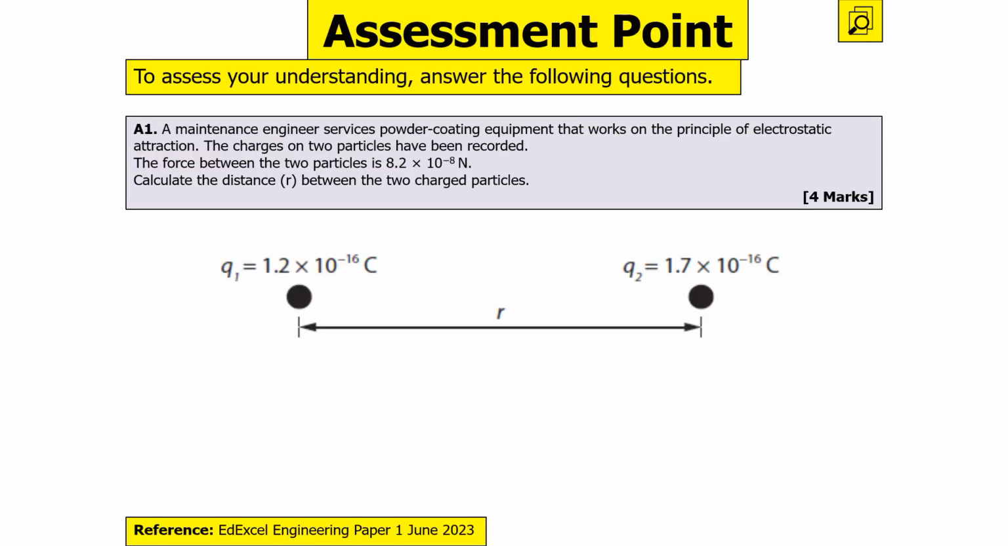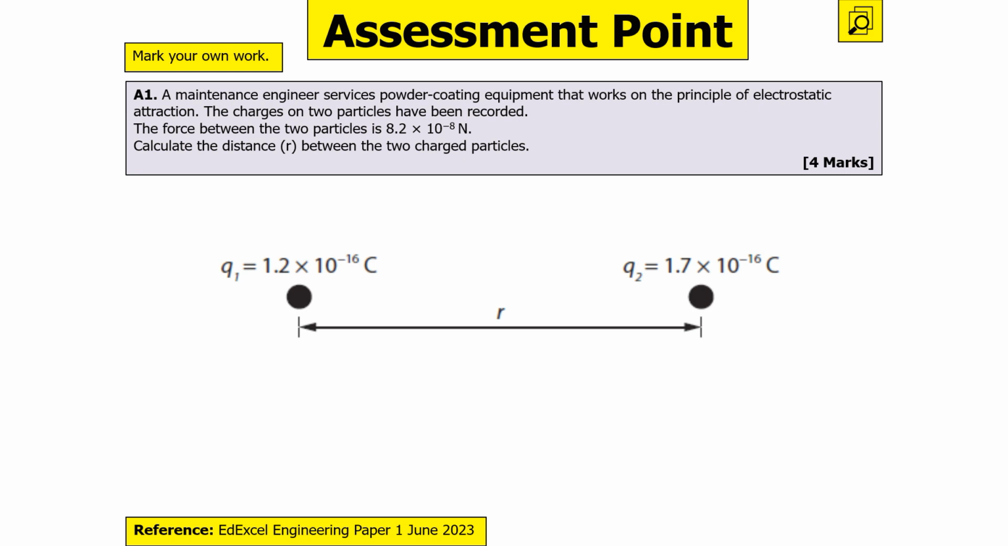The next question says, a maintenance engineer services powder coating equipment that works on the principle of electrostatic attraction. The charges on two particles have been recorded. The force between the two particles is 8.2 times 10 to the minus 8 newtons. Calculate distance r between the two charged particles. So pause the video now, then unpause the video when you want to go through your answer.